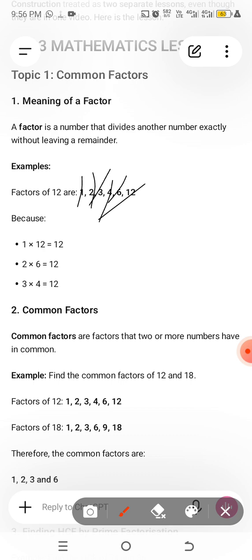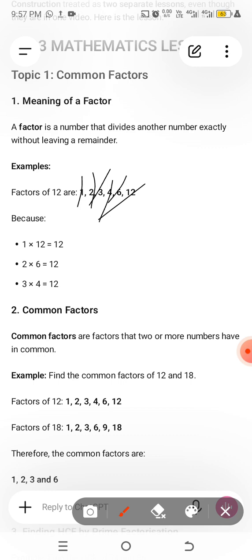Now, so look at common factors. Common factors are factors that two or more numbers have in common. Like, take for example, find the common factors of 12 and 18. We'll look for the numbers that we can use to divide both 12 and 18. Like 1, we can use 1 to divide both 12 and 18. We can use 2 to divide both 12 and 18.